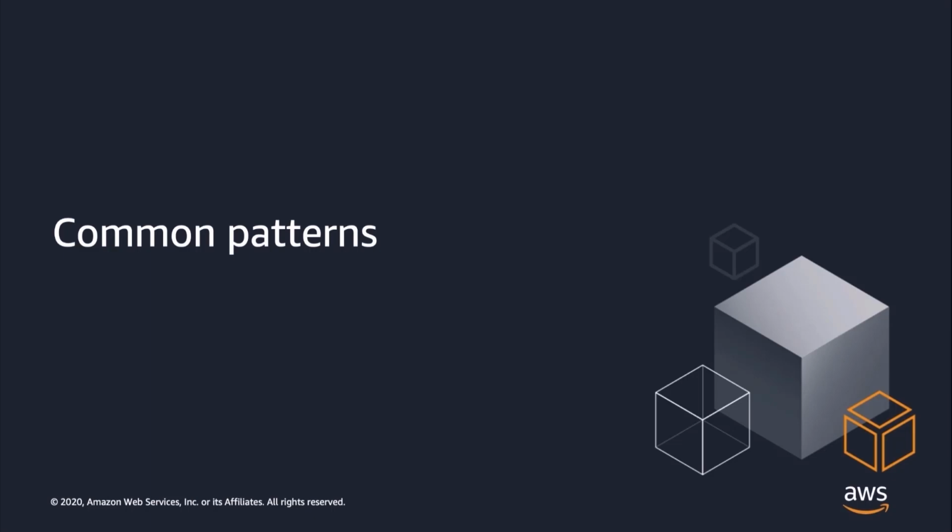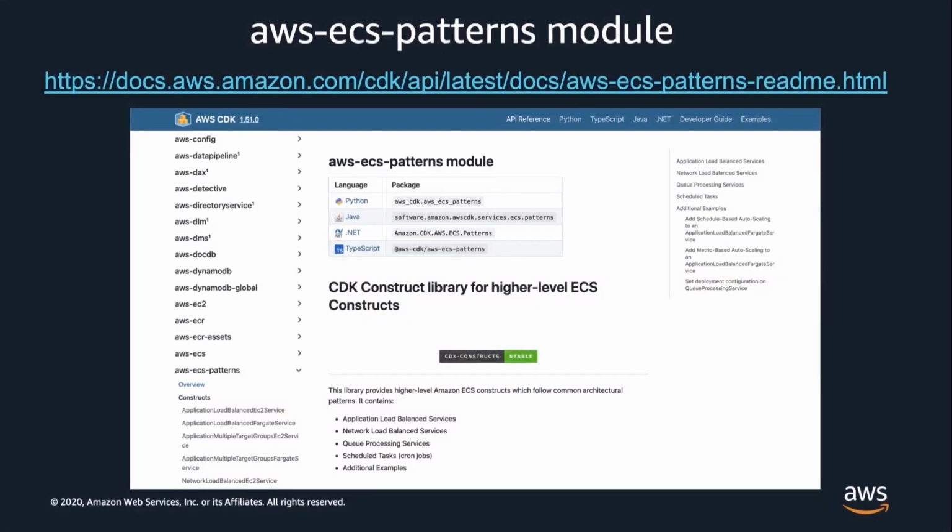So now I want to talk about common patterns, now that we have an understanding of ECS and the CDK. Within the CDK, and by the way, this is the link to the CDK documentation, the API reference, a really good place to find any type of constructs you're looking for or modules that you want to use to build your resources. But specifically what we're going to work with today is the AWS ECS patterns module. This module contains high-level constructs that will build ECS environments based off of common patterns. And we're going to build some of those common patterns in the next couple of minutes.